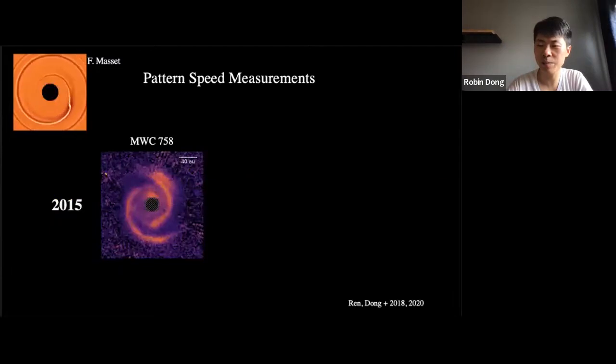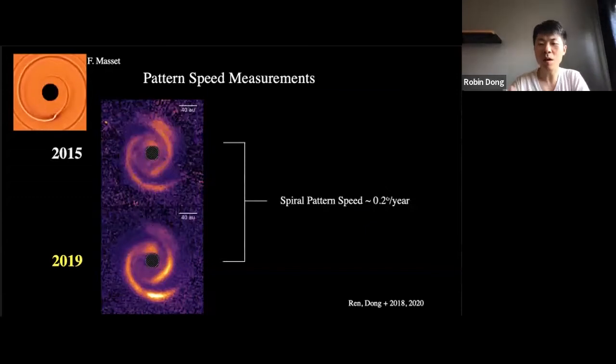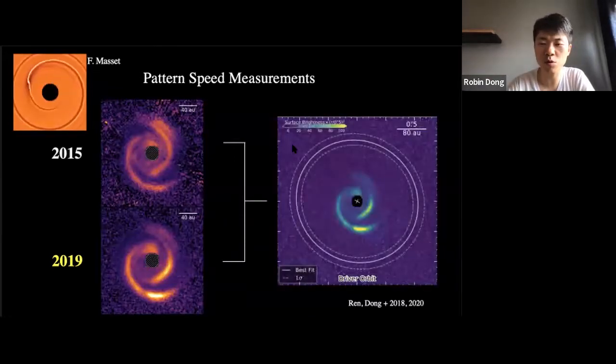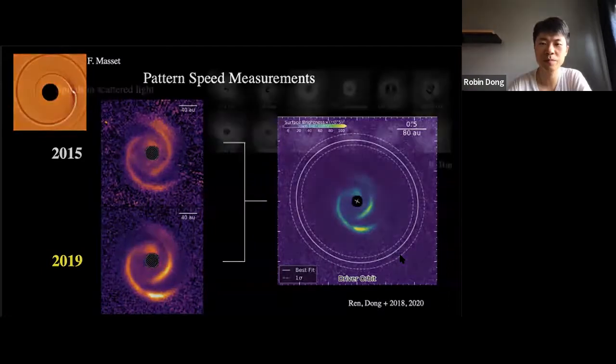From theory, we expect a planet at 100 AU or so. So we're talking about an orbital period of 1,000 years, or 1 degree of rotation in a few years. Nevertheless, after careful analysis, Bing concluded that those spirals are rotating at a rate of roughly 0.2 degrees a year. It's very tiny, but still measurable. This pattern speed corresponds to an orbit of the driver as shown here. This is roughly consistent with the theoretical prediction of a driver on the outside of the spiral.